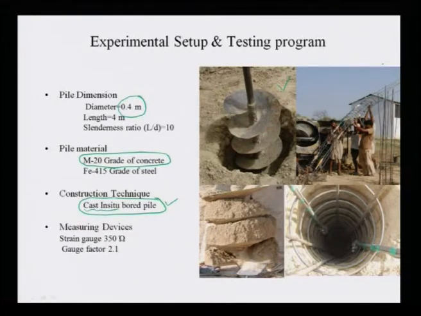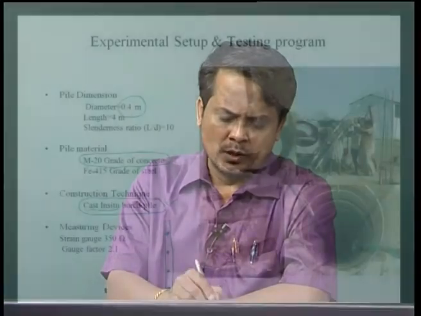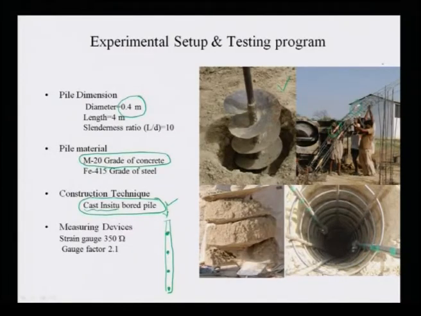Strain gauges are provided along the length of the pile. Suppose this is my length of the pile. Sometimes we provide strain gauges along the length of the pile so that stress transfer, particularly strain transfer, along the length can be measured. Once you measure the strain transfer, you can say how the load coming to the pile has been transferred to the ground, to the pile as well as the soil, at the pile-soil interface.